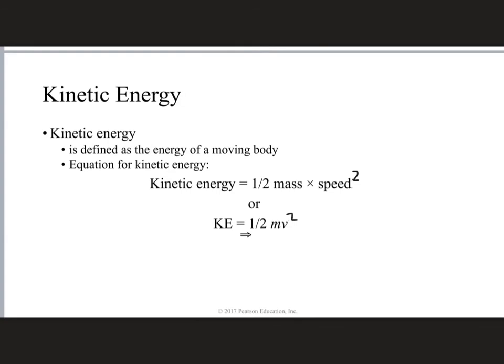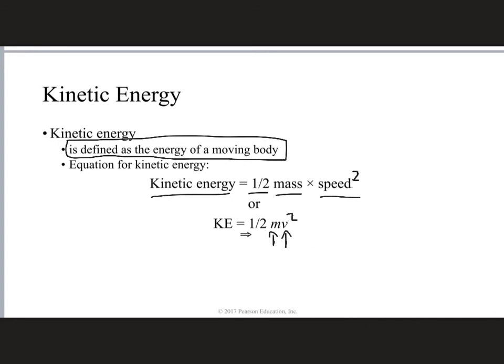Now, the next topic that we want to talk about is kinetic energy. Kinetic energy is defined as the energy that a body has because it is moving, the energy of a moving body. The equation is: kinetic energy equals 1/2 times the mass times the speed squared. Remember, when you square something, you just multiply it by itself. In formula form, it is 1/2 times the mass m times the velocity squared, so 1/2 mv squared is the formula for calculating the kinetic energy. Again, that's the energy anything has when it's moving.